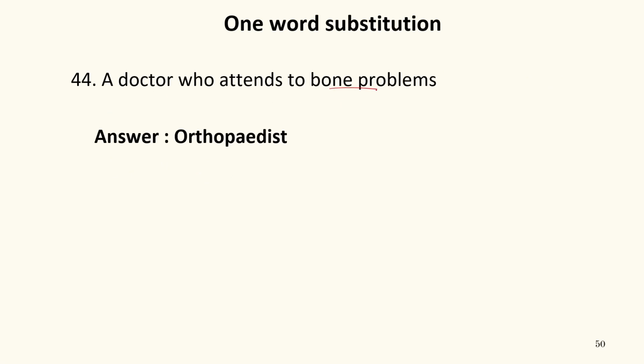A doctor who attends to bone problems. Now, there are various doctors, or you can say different specialists. One who treats bones, one who treats children, the doctor of women. One who is a specialist of skin, one who is a specialist of ear, nose, and throat. Now, if you have any bone problem, you would go to an orthopedist. So ortho is for the bones and pedist is used for a doctor. When you find any problem in your bone or anyone else's, you would go to an orthopedist.